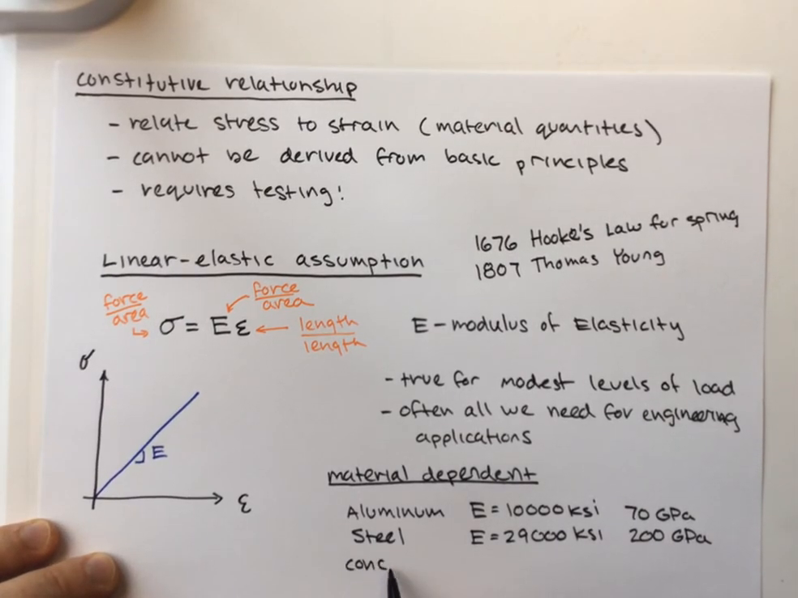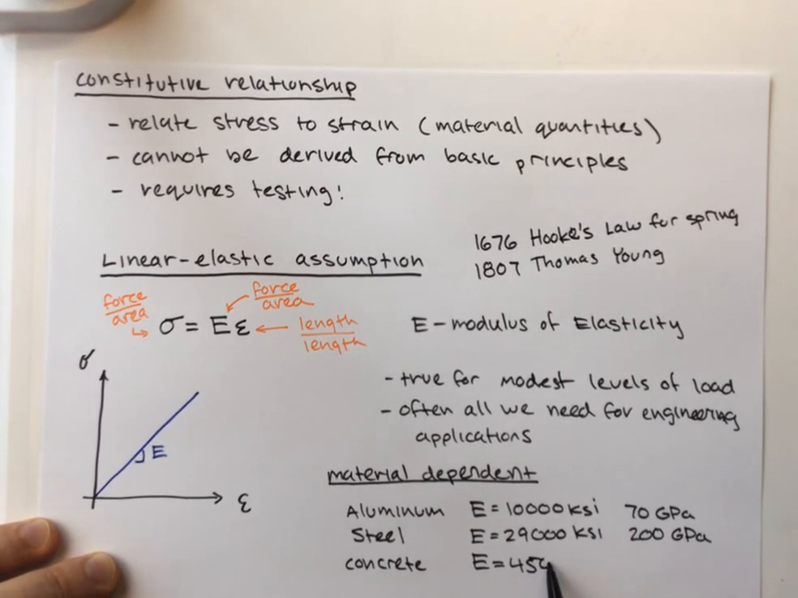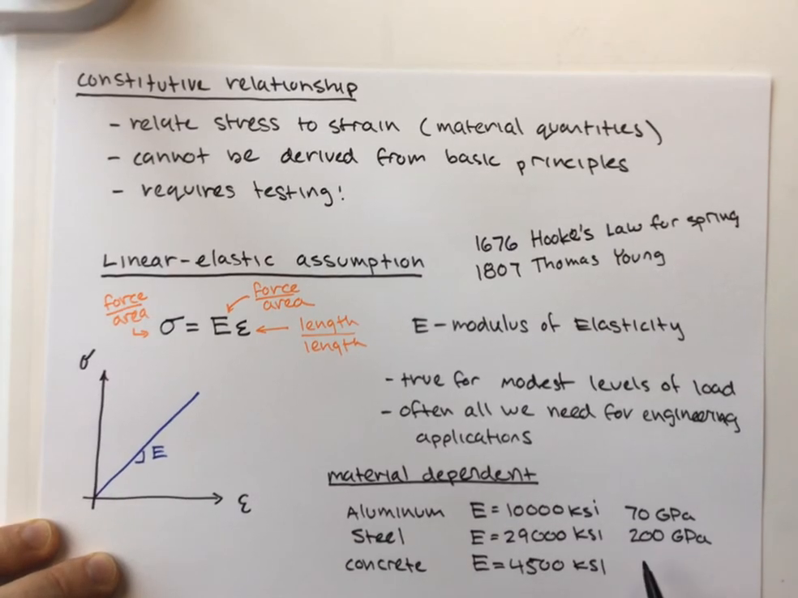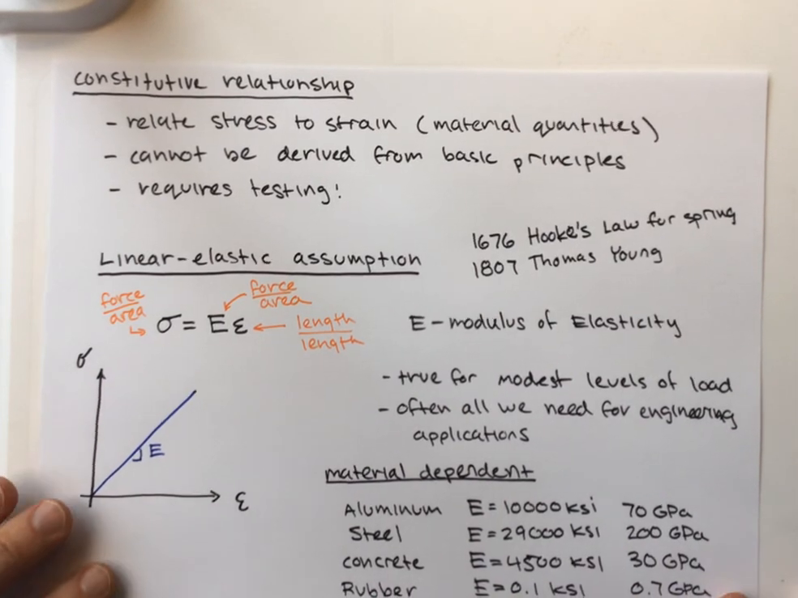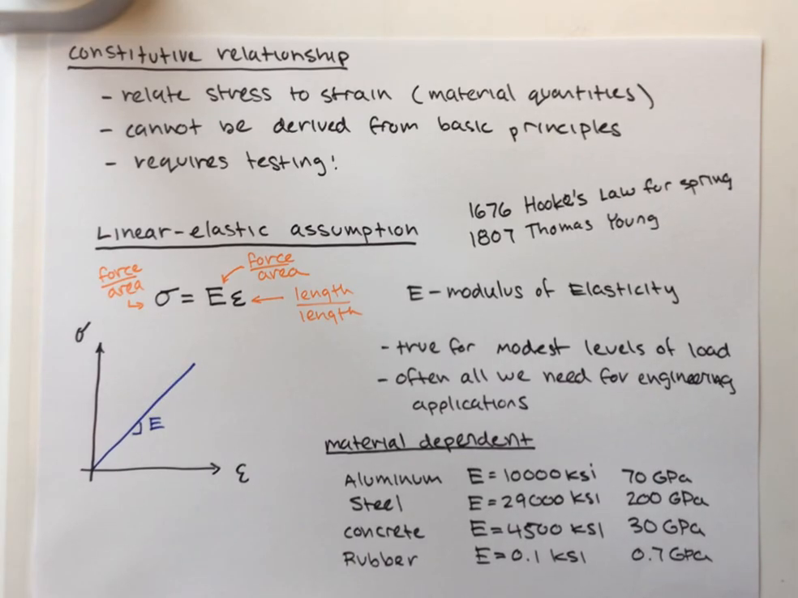Concrete, since I am a civil engineer, concrete is going to be about 4,500 KSI, which is about 30 gigapascals. And if you go all the way down to rubber, pretty stretchy stuff, rubber has an elastic modulus of about 0.1 KSI, which is about 0.7 gigapascals. And so hopefully you can see all those. So that just confirms what you already know from your life experience, right? Steel is much stiffer than rubber. You can stretch a rubber band. It's awful hard to stretch a paper clip.